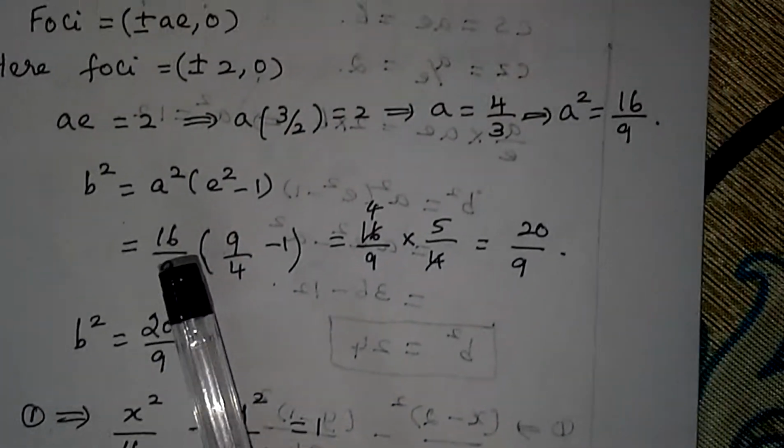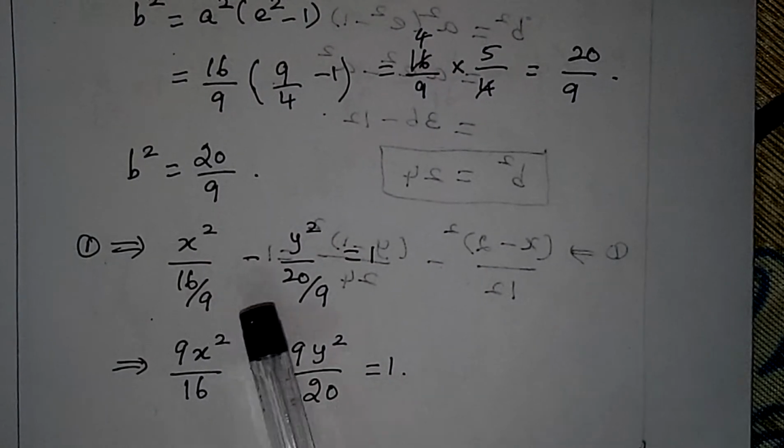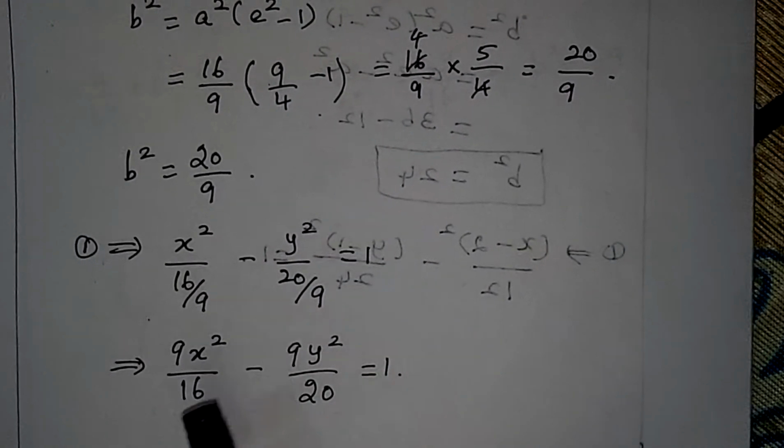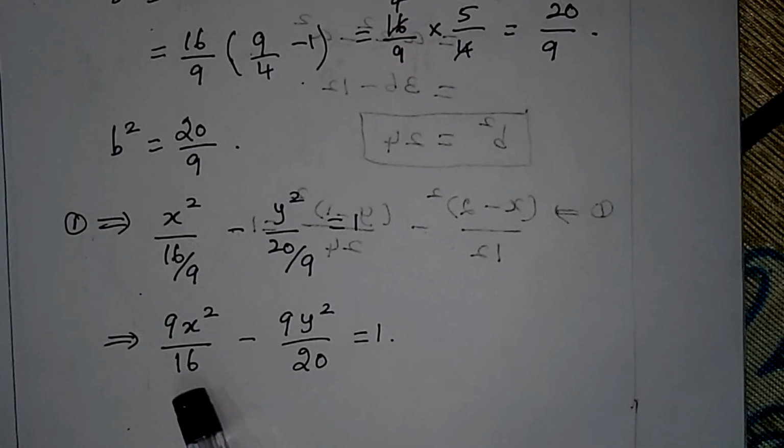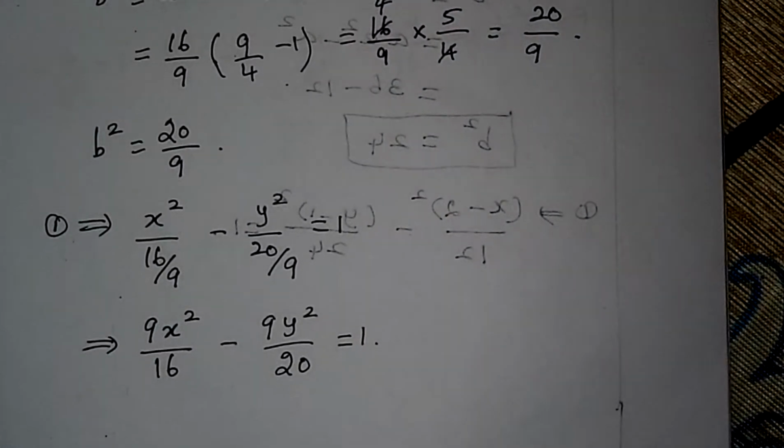Replace the value of a square and b square in the first equation. So like this you will get, and this 9 you can take to the numerator. So 9 x square by 16 minus 9 y square by 20 equal to 1 is the answer.